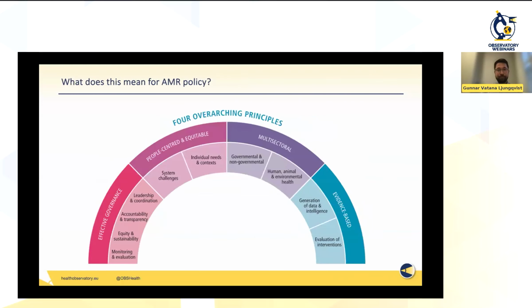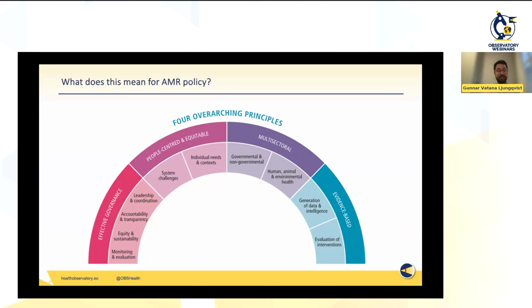So, what does this mean for AMR policy as we know it? Well, we identified 4 overarching principles. Firstly, we need to identify effective governance. We need to make sure that policies are transparent, they're sustainable, they're coordinated, and they're accountable. We need effective leadership in order to enact all of this.